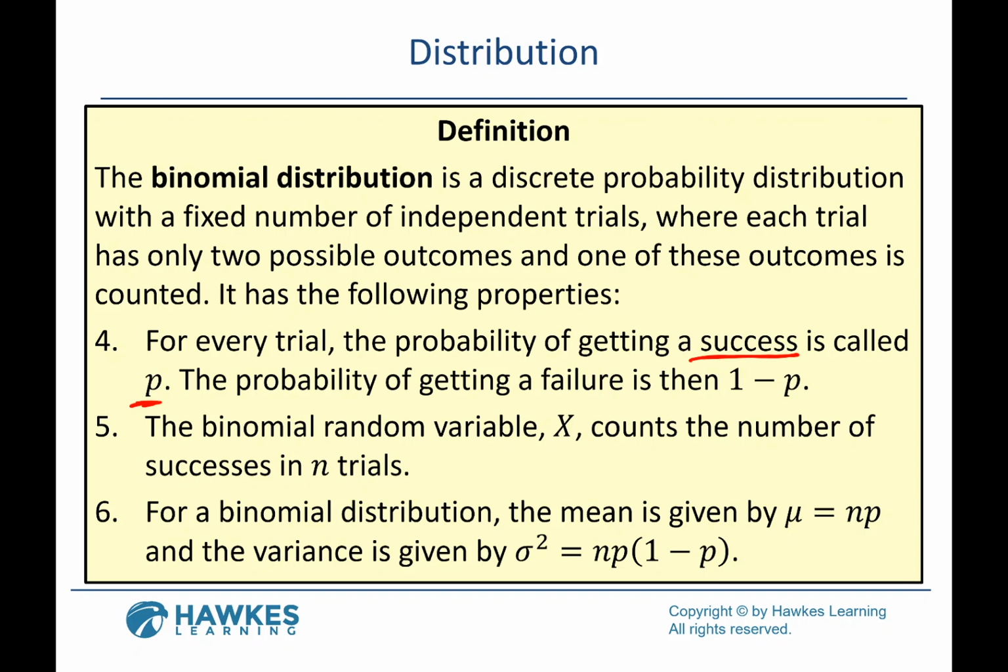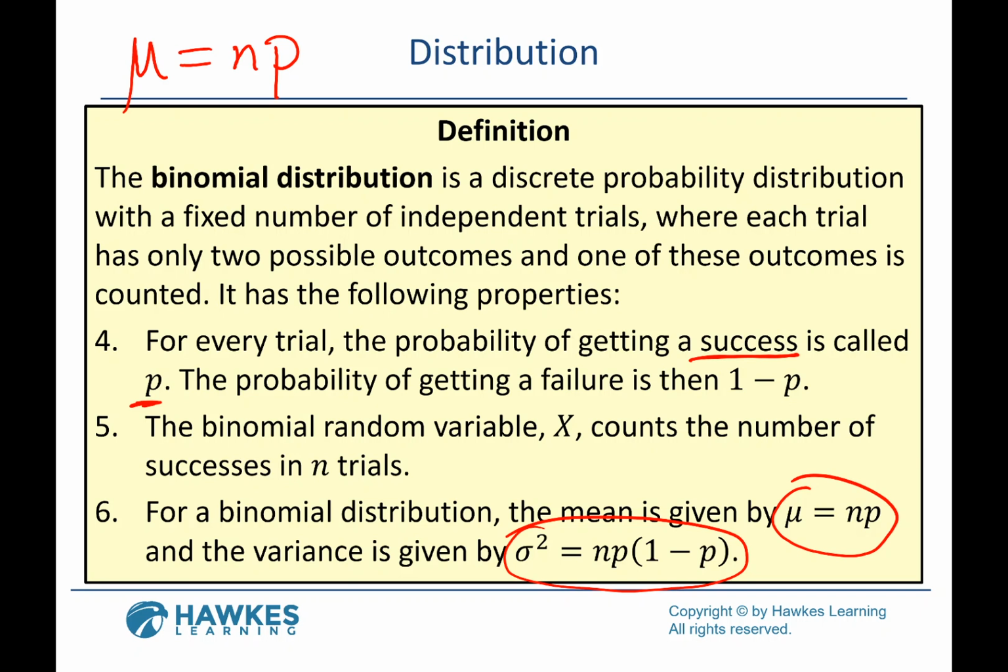Number 5 is our random variable. If we're working with a binomial, our random variable keeps track of how many successes we have in n trials, however many times we're going to do the experiment. X is going to count how many successes we had. And the last one gives us 2 formulas we can use for the binomial distribution. I'll write these up toward the top so you can see them better, especially if you're in the back. The first one says the mean of a binomial distribution is just n times p.